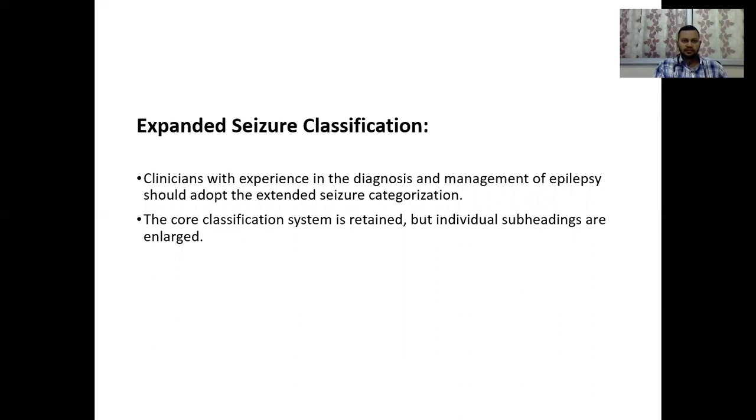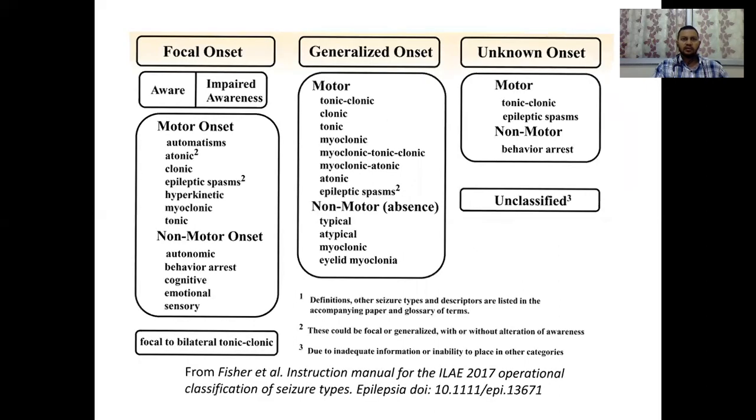Expanded seizure classification. Clinicians with experience in the diagnosis and management of epilepsy should adopt the extended seizure categorization. The core classification system is retained, but individual subheadings are enlarged. Under focal onset, they are divided into two groups, aware and impaired awareness, and further divided into motor onset and non-motor onset. In generalized onset, motor and non-motor. In unknown onset, further divided into motor, non-motor, and unclassified.